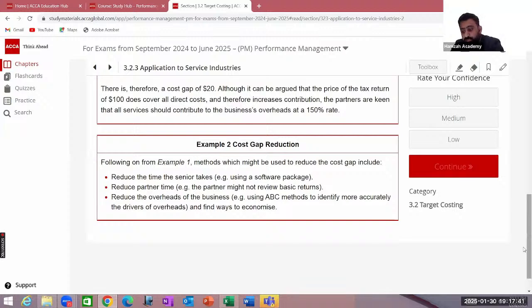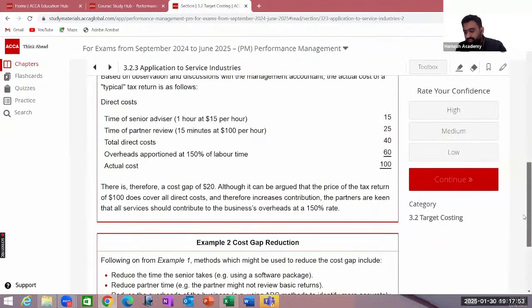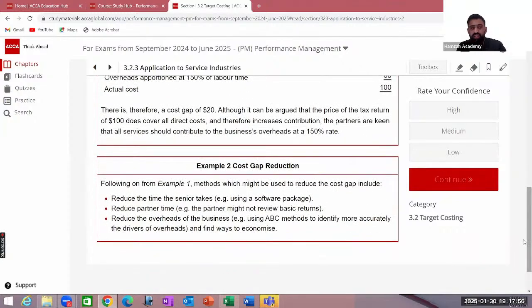You can reduce the cost gap by reducing the time taken by the senior. They are taking 1 hour at $15 per hour. You can reduce it. And how? There is one possibility of using a software package. Now it's the time of information technology, AI time. So if you can have software which can review the returns prepared by the trainees, then software can do a number of reviews within an hour as compared to a senior. So there you can reduce the time.